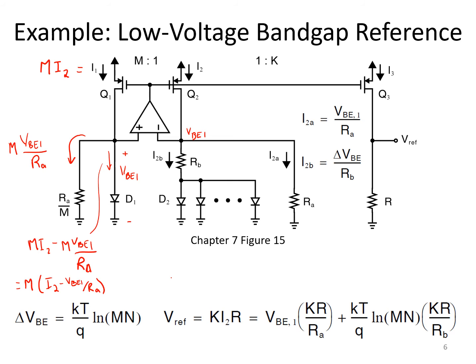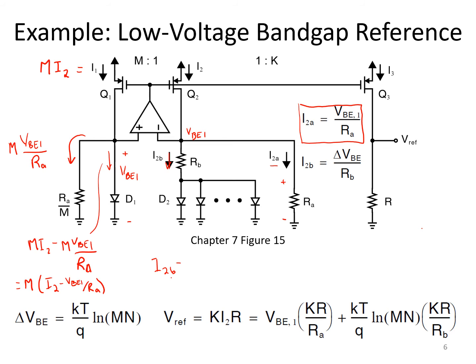For the current through D1. Now moving over to the current branches on the right, first we've got a fraction of I2 that flows through resistor RA. And again, that's simply given by this expression here. It's got a voltage of VBE1 across it, and Ohm's law then tells us I2A. The remaining current flows through I2B.